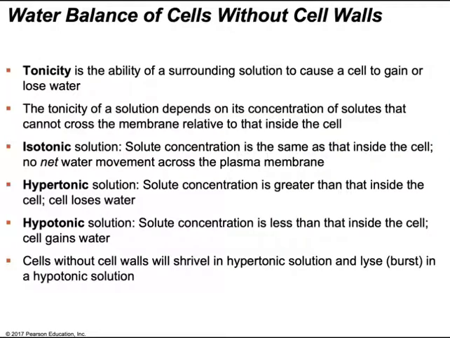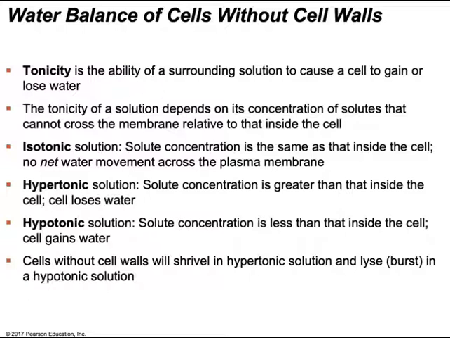Now that you know the basics of diffusion and osmosis, we can apply this to cells. As I keep mentioning, homeostatic balance is crucial to all aspects of cellular physiology, including the proper balance of water in the cell. Tonicity is the ability of a surrounding solution to cause a cell to gain or lose water. The tonicity of that solution depends on its concentration of solutes, which cannot cross the cell membrane. There are three types of tonicities: isotonic, hypertonic, and hypotonic.